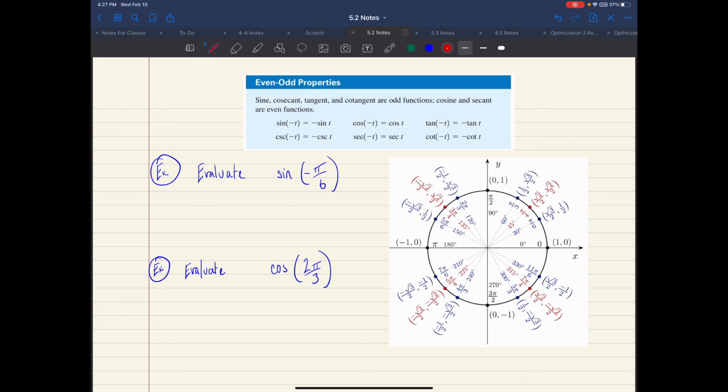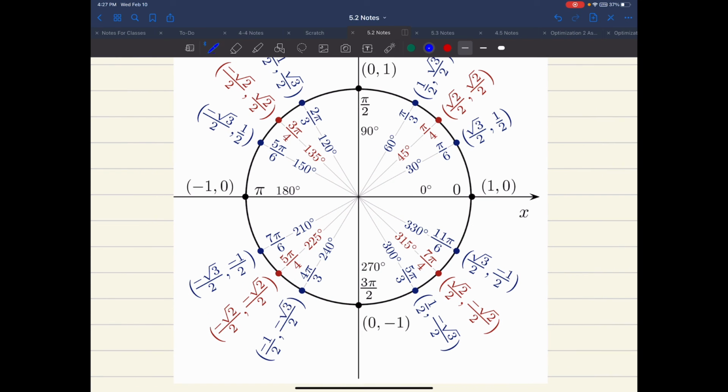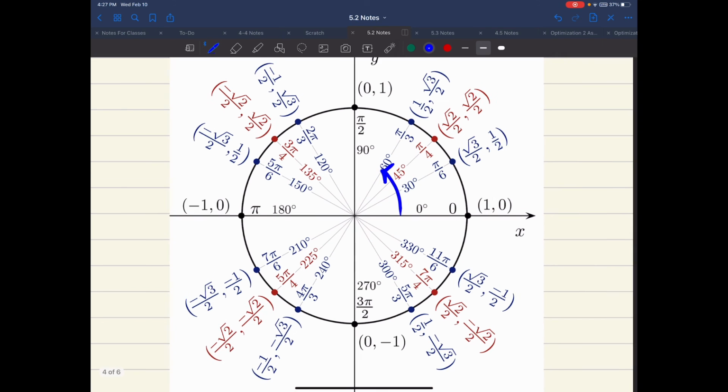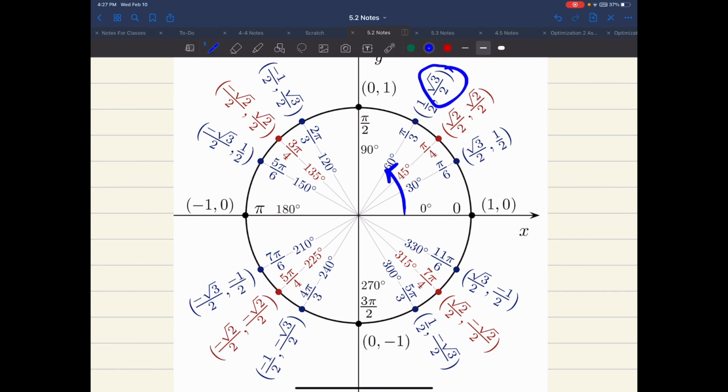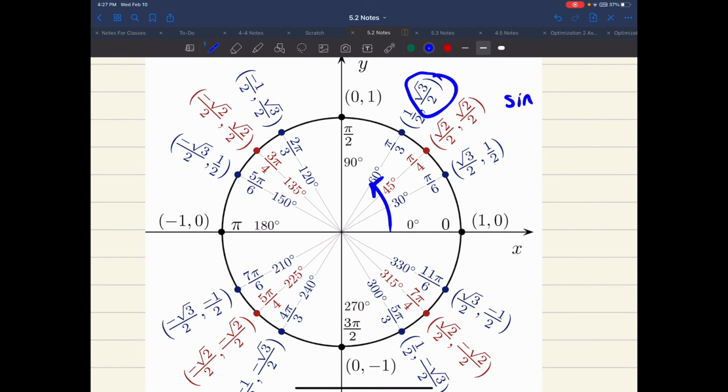Okay, so this all has to do with the unit circle. If you have an angle, let's look at this unit circle, zoom in. Let's say we have 60 degrees. Okay, so I land here at 60 degrees. Sine of 60 degrees is root 3 over 2. Okay, so I'm going to write this. This is like a side point. Sine of 60 is root 3 over 2. Okay, well, what happens if I look at sine of negative 60?